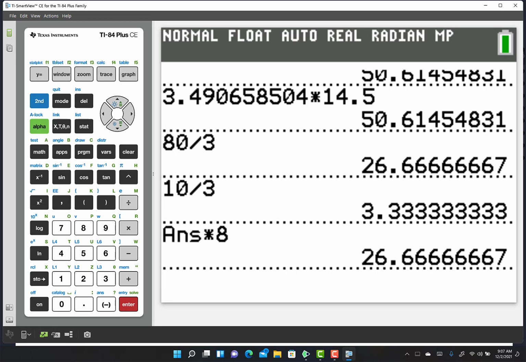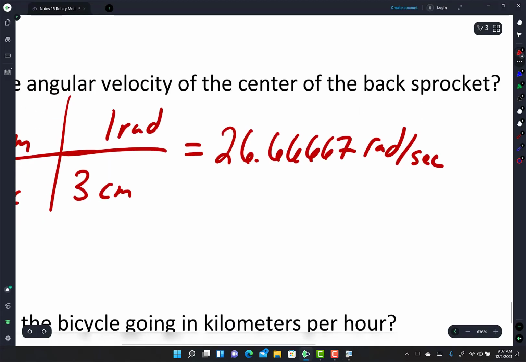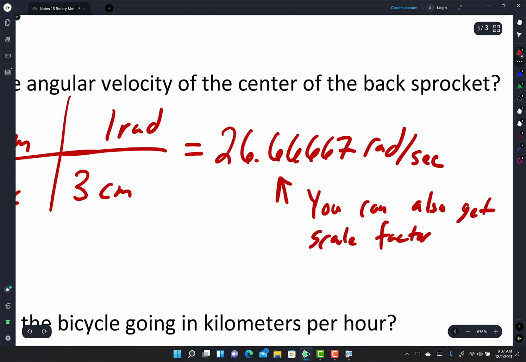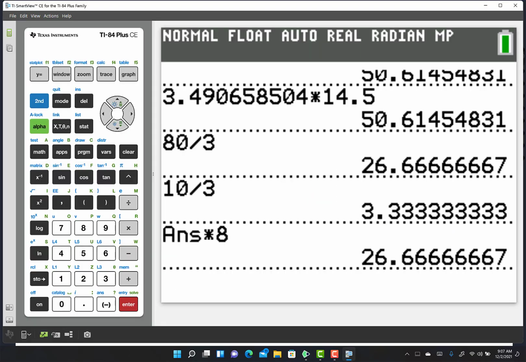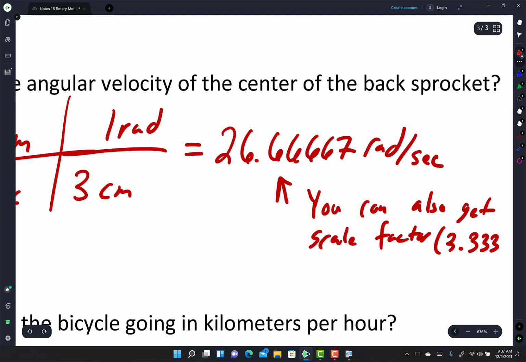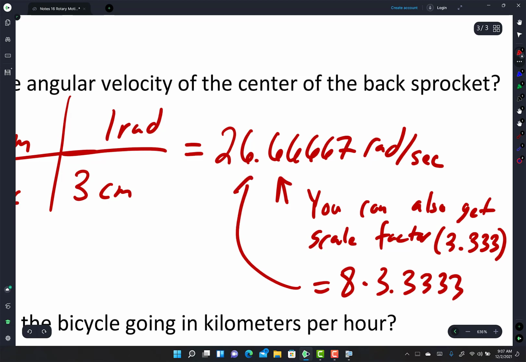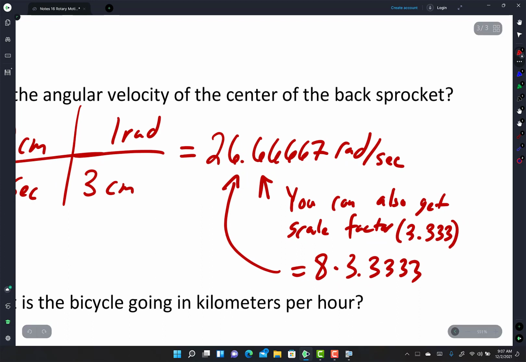What's up? Oh, the radius of the front sprocket. So let me put it here for good notes. You can also get the scale factor, which happens to be 3 point what? I already forgot it. 3.3333. And then go 8 times 3.3333. I put that for good notes for you guys. Is this making sense to you guys? Be honest. Okay. Yes, ma'am.